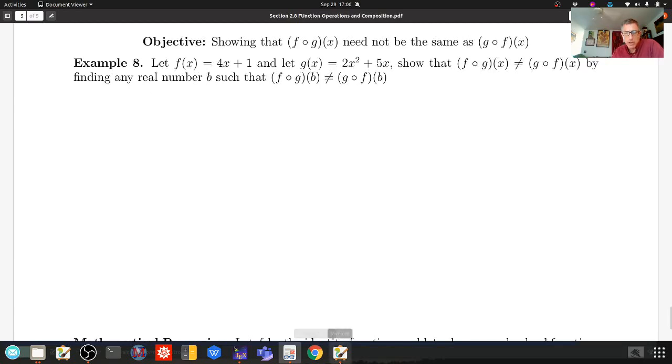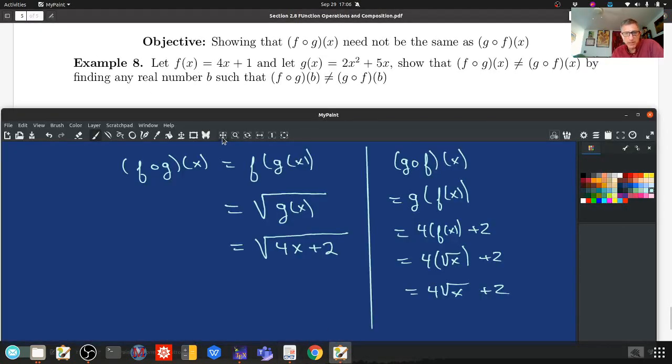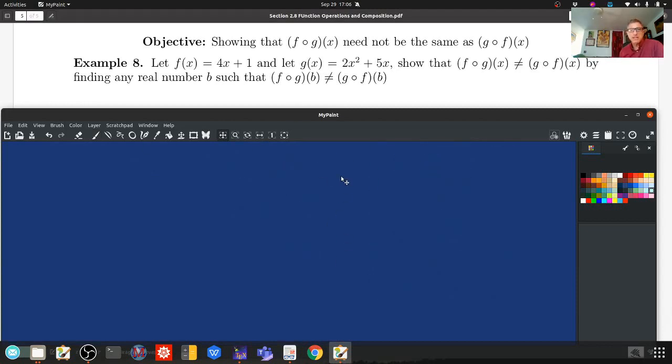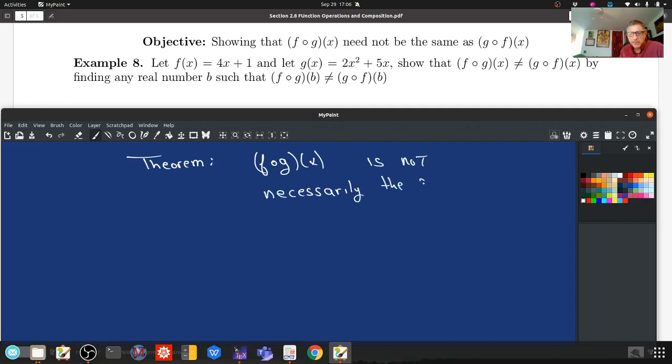So just so you know, and let it be forever written, that in another example, not example 8, the following is a theorem. f composed of g of x is not necessarily the same as g composed of f of x.